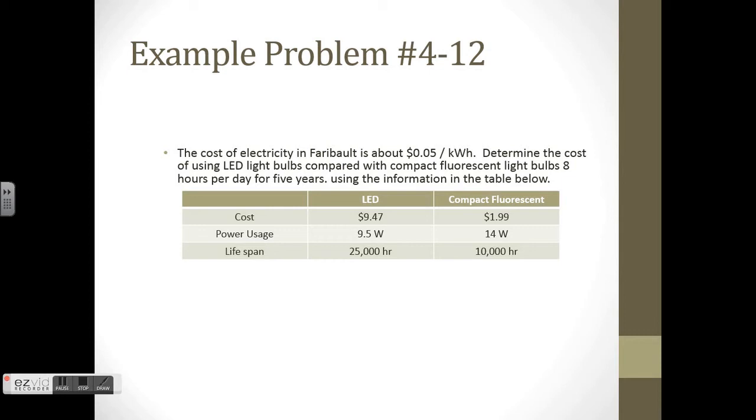So we're going to determine the cost of using LED bulbs versus the cost of using compact fluorescent bulbs for 8 hours a day for 5 years, using the information in the table below. Where I've gotten this information is from a common supplier of home goods or hardware. I think I got this from either Home Depot or Lowe's, their website. What is the average LED light bulb, compact fluorescent bulb? What is the power usage, and what is the average lifespan?